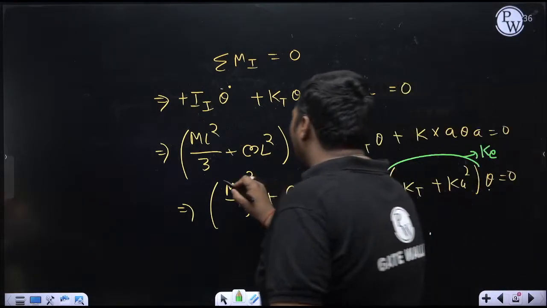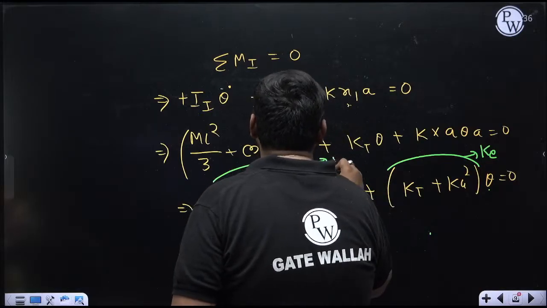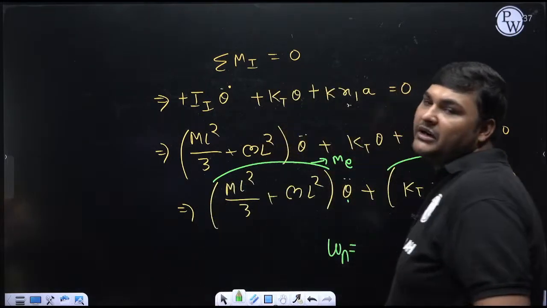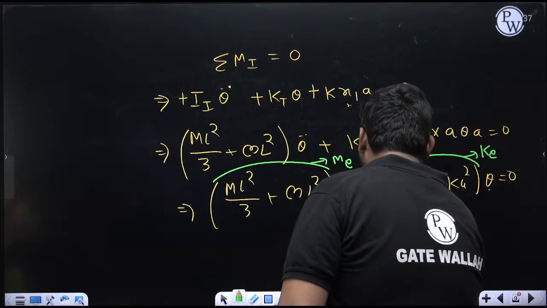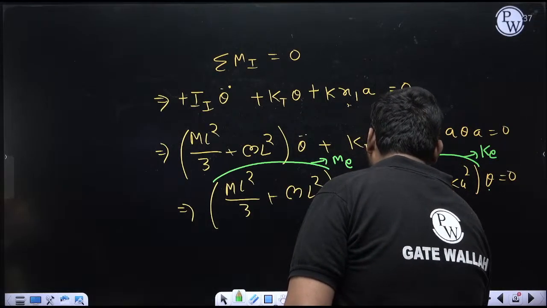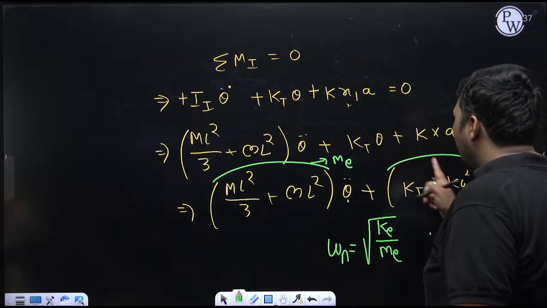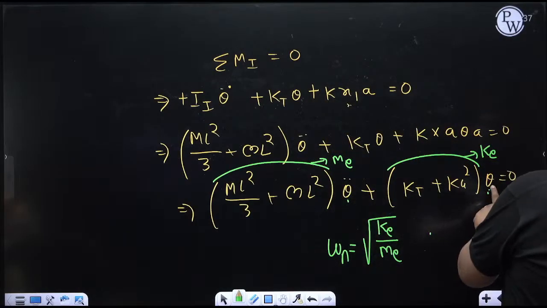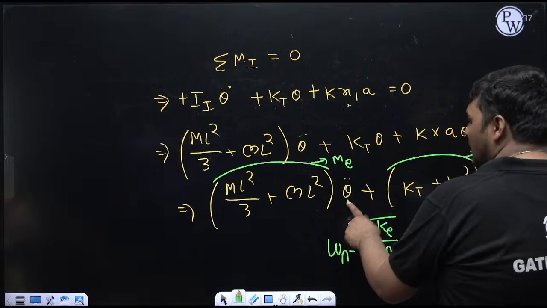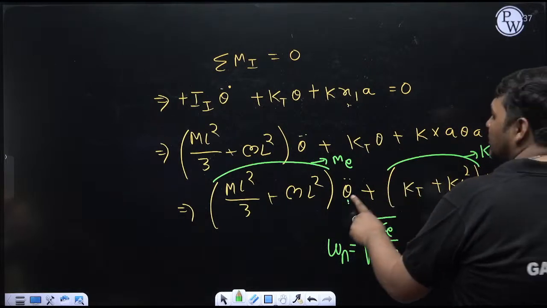Similarly, the coefficient of theta double dot as me. Me is not a mass; it is just the coefficient of theta double dot. Then the formula to calculate omega n is nothing but the square root of ke by me, where ke is the coefficient of theta and me is the coefficient of double dot. It doesn't necessarily have to be theta always. If x is coming, here x double dot should come. If x1 is coming, here x1 double dot should come.